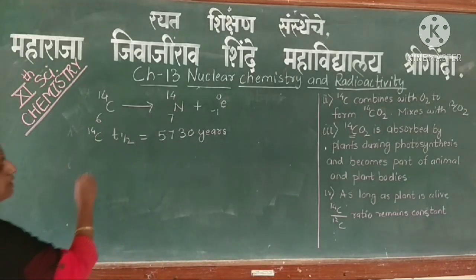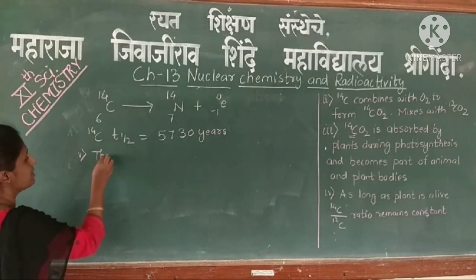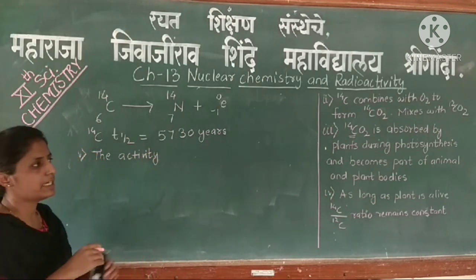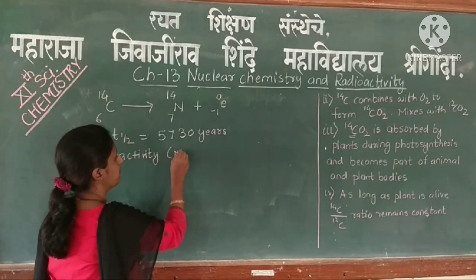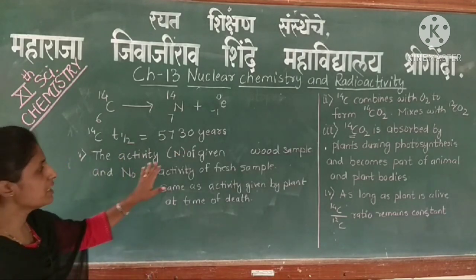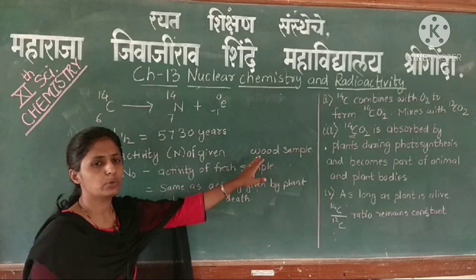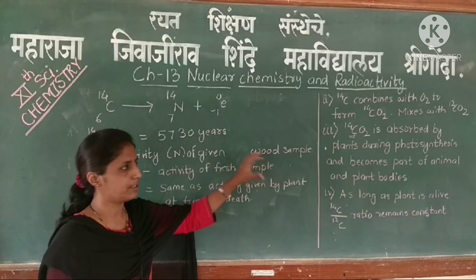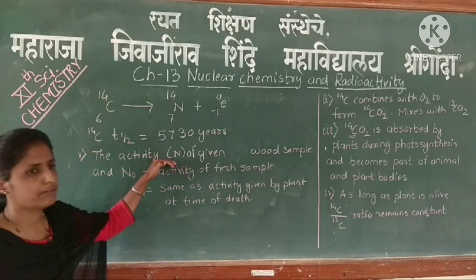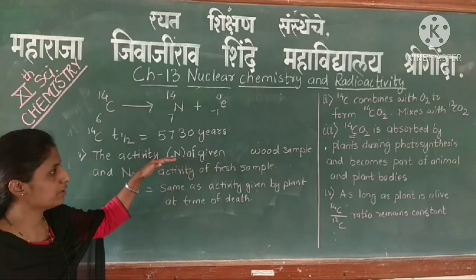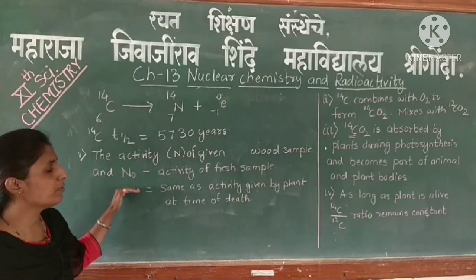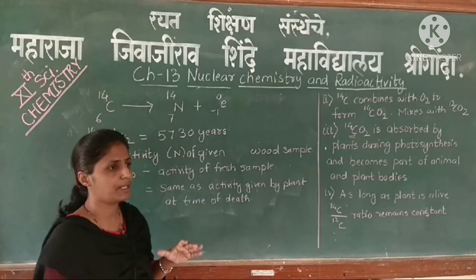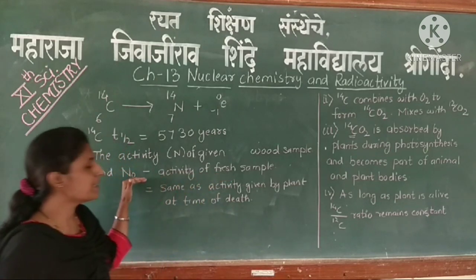Now the next point is the activity. Let N be the activity of your given wood sample. How will the scientist calculate? N is the activity of the given wood sample, the sample which scientists have found. The activity of that sample will be denoted by N. So what will be N0? N0 will be the activity of the fresh sample. The activity of the fresh sample of the same plant, which is live, we will take as N0.